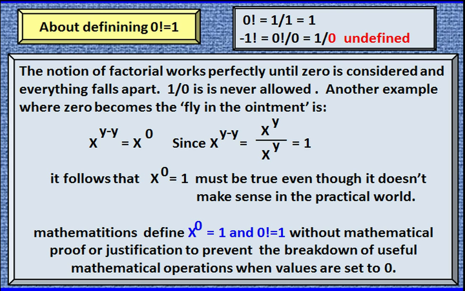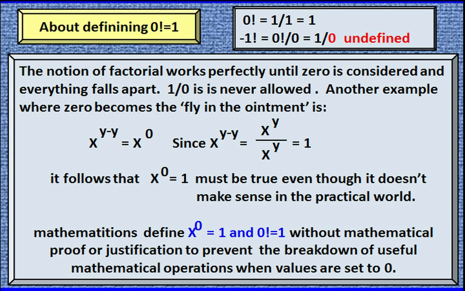The notion of factorial works perfectly until 0 is considered and everything falls apart. 1 divided by 0 is never allowed. Another example where 0 becomes the fly in the ointment is when you consider this. X to the y minus y power is equal to x to the 0 power. Since x to the y minus y power is the same as x to the y divided by x to the y, that is equal to 1. So it follows that x to the 0 must equal 1.